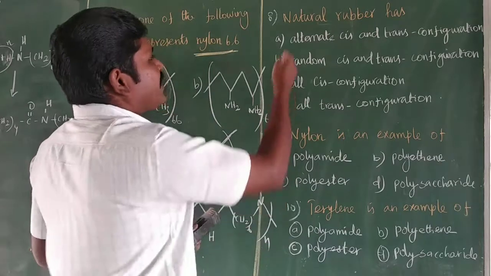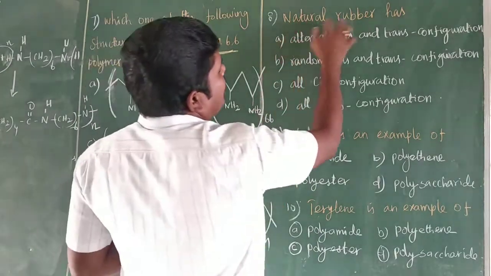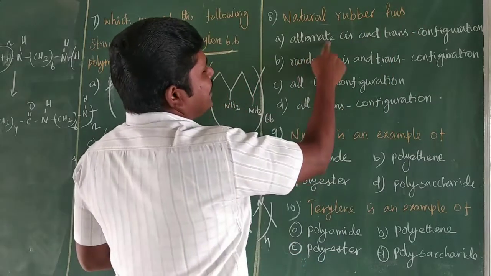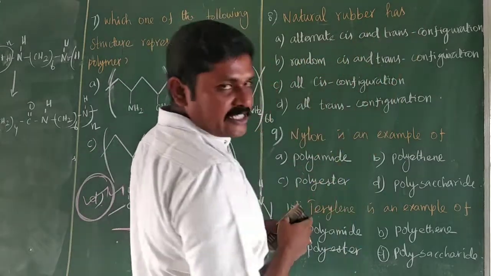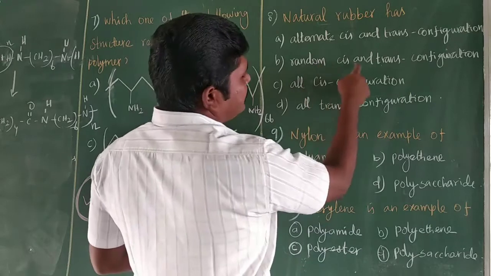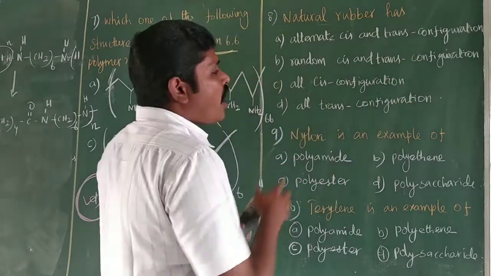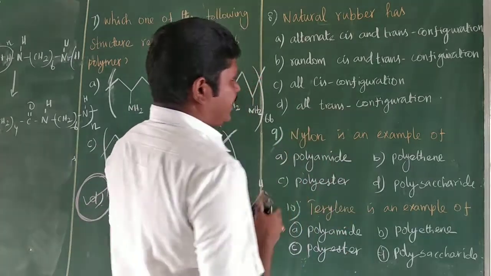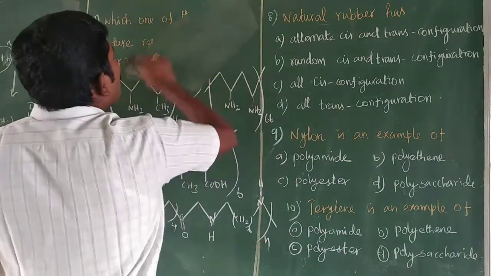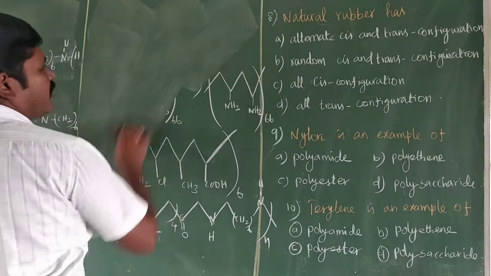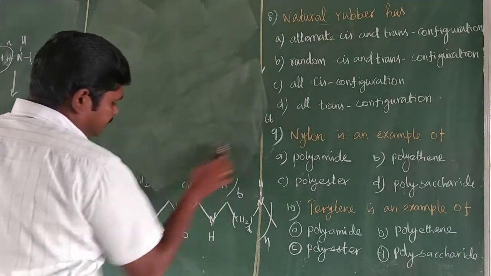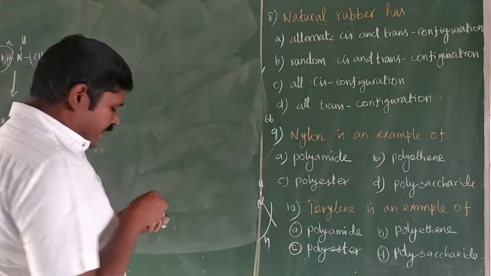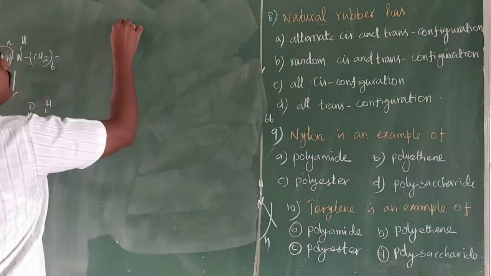Okay, students. The next one is, the natural rubber has: alternate cis and trans configuration, random cis and trans configuration, all cis configuration, or all trans configuration. Okay, the monomeric unit of natural rubber is cis-isoprene.